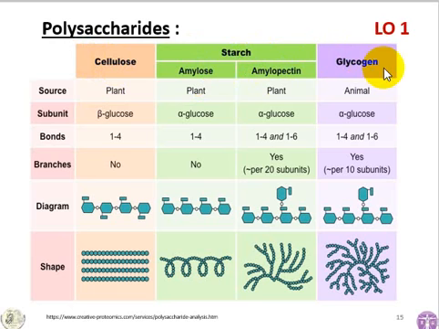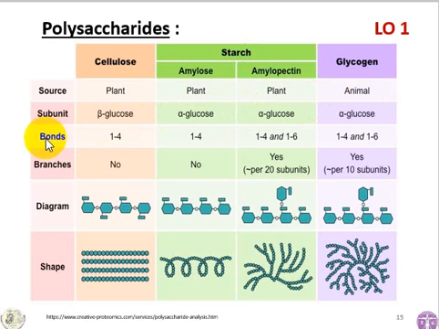glycogen. They are different in the source, in the subunit, in the bonds, and in the presence or absence of the branches. The source of the cellulose is plant, and the starch is also plant, for both amylose and amylopectin. Glycogen is animal. The subunit of the cellulose is beta-glucose, while the remaining starch and glycogen are alpha-glucose.